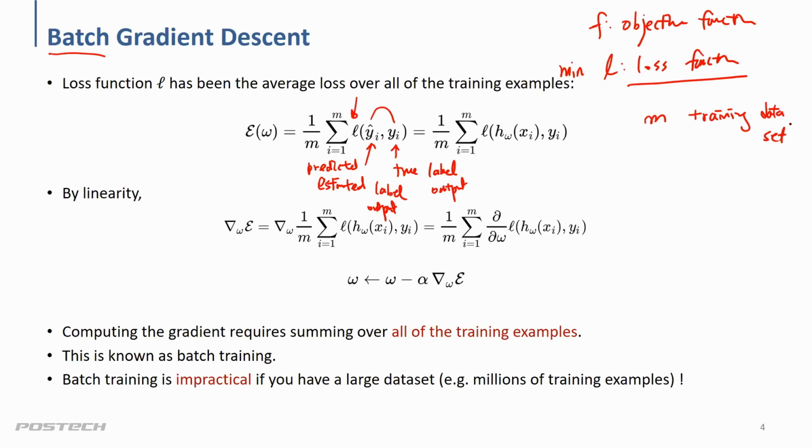So I'm going to do the summation to compute the loss over all of the training examples, and divide by 1 over m. It's just the mean. Summation and mean are pretty much the same.